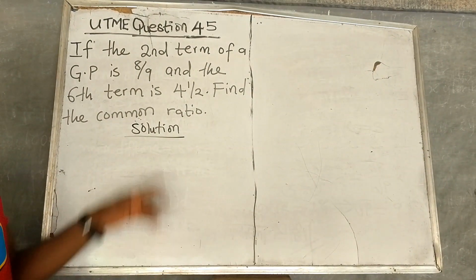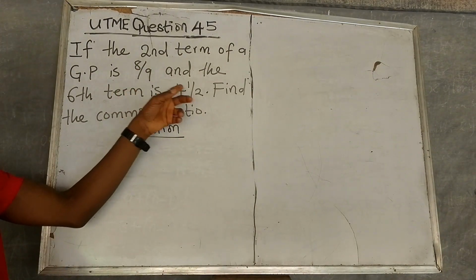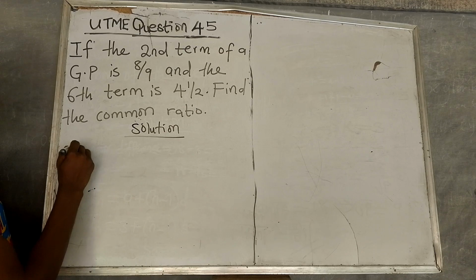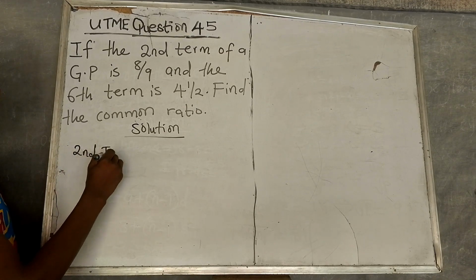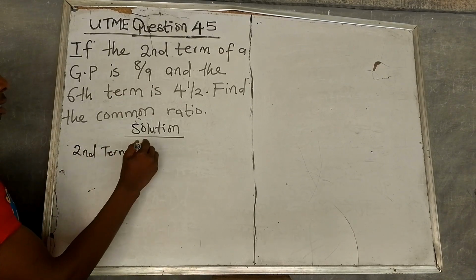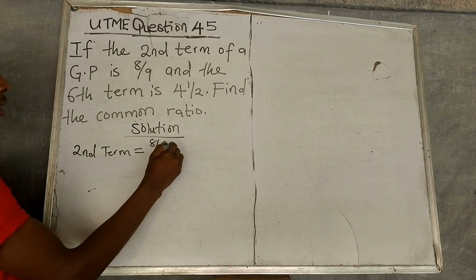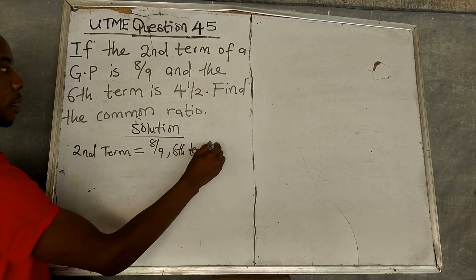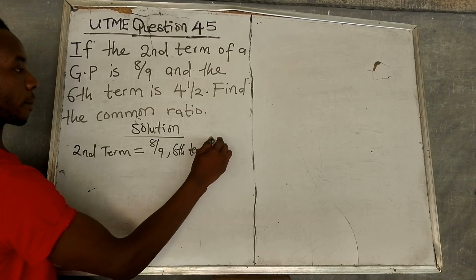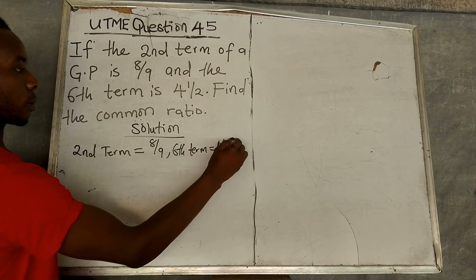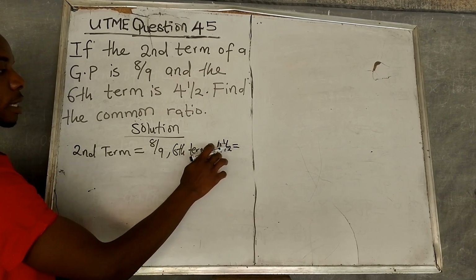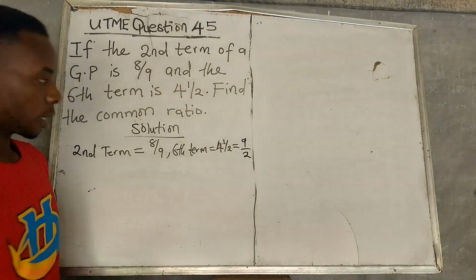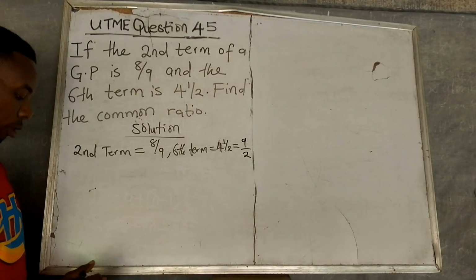So the second term is this, and the sixth term is this. Second term is equal to 8 over 9, and then the sixth term is equal to 4 whole number 1 over 2, which is equal to 2 times 4, 8 plus 1, that's 9 over 2. Let's just make it an improper fraction.